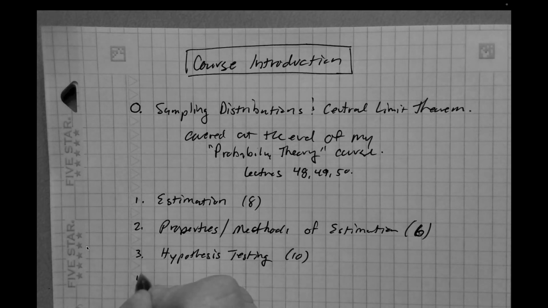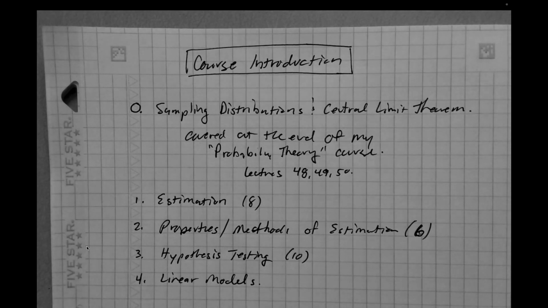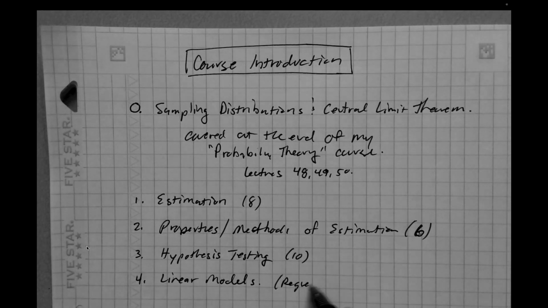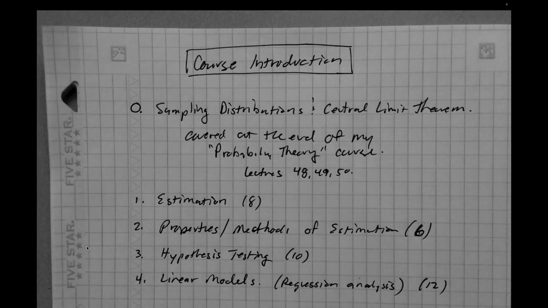And then finally, we'll end with linear models. We'll be talking through the least squares method of estimation, linear models, how to do predictions with linear models, and all things related to that. This is the regression topic, sometimes called regression analysis. We'll get into that, and we'll probably spend 10 to 12 lectures on that topic. Okay, so that's roughly the outline of the course.